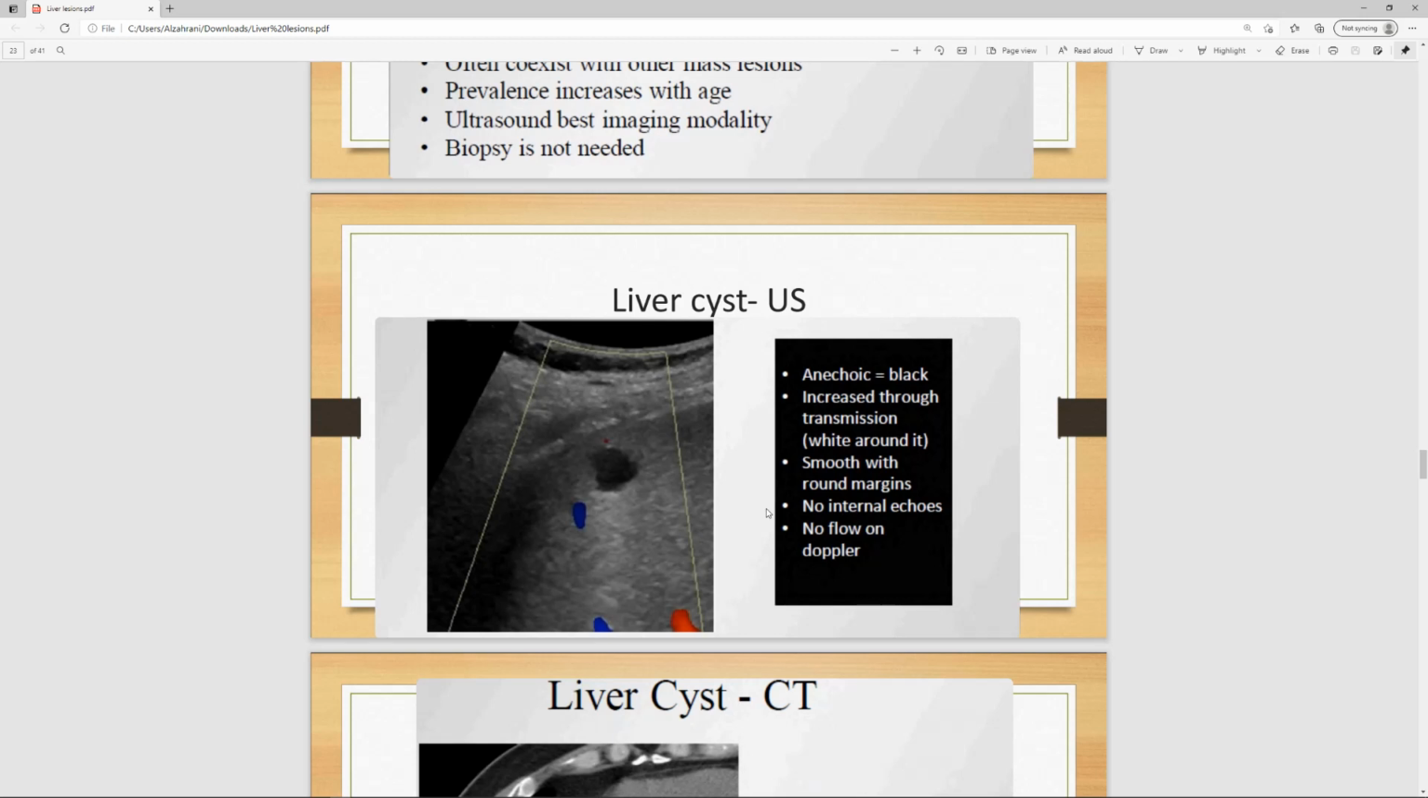أو السيست avascular. It's not vascularized. You cannot see blood vessels in or surrounding it. That's why we call it avascular lesions.